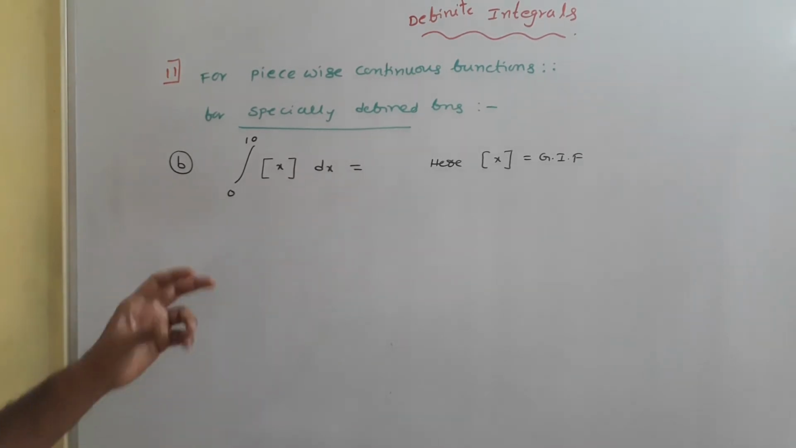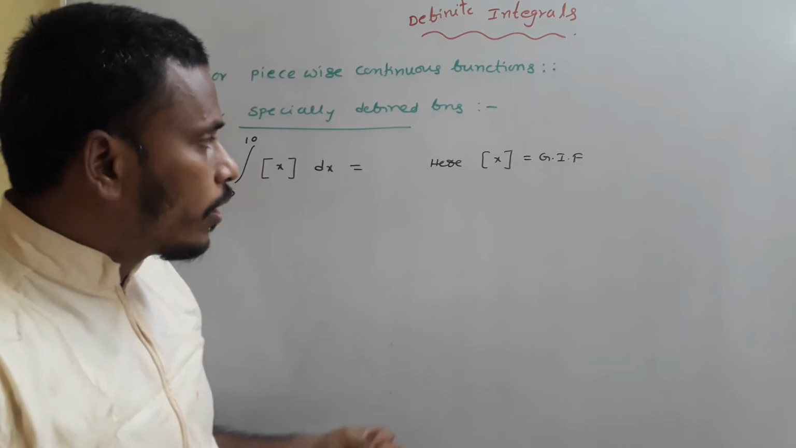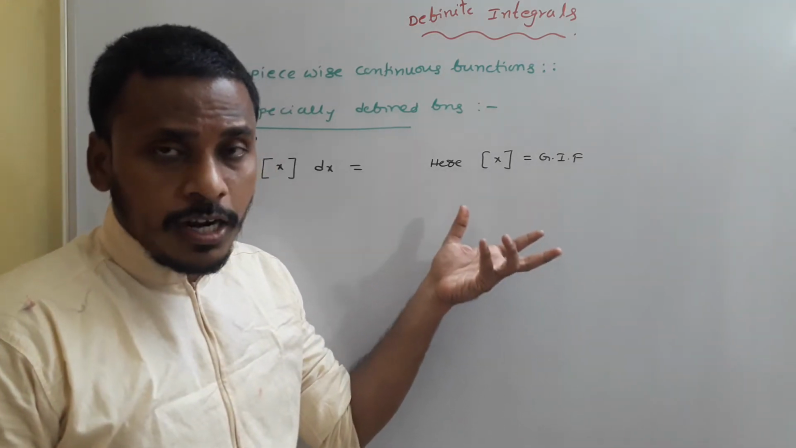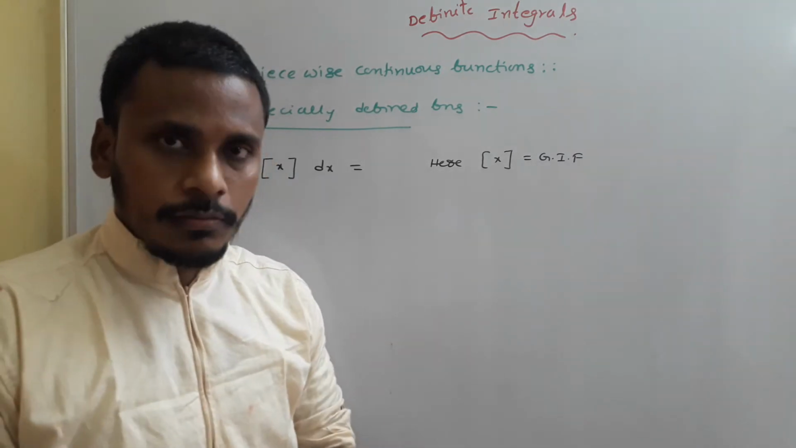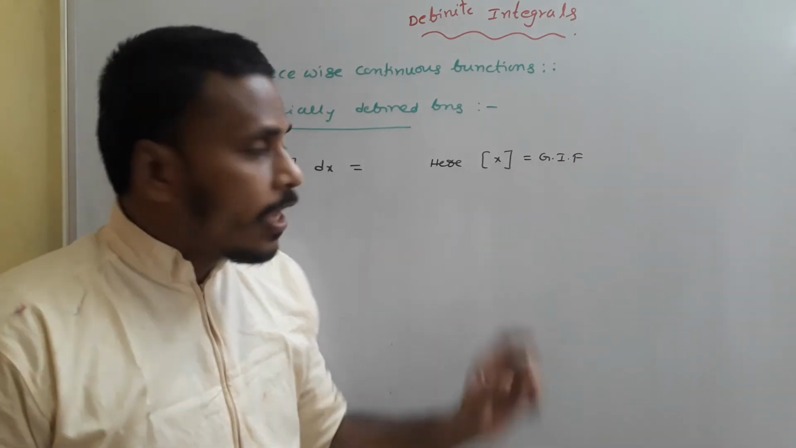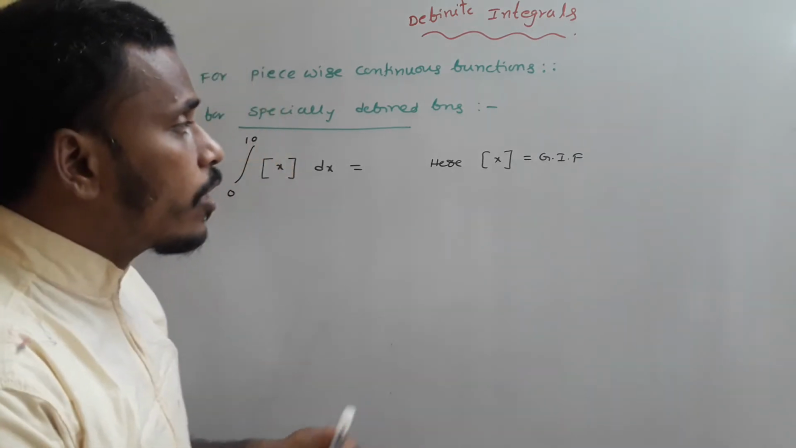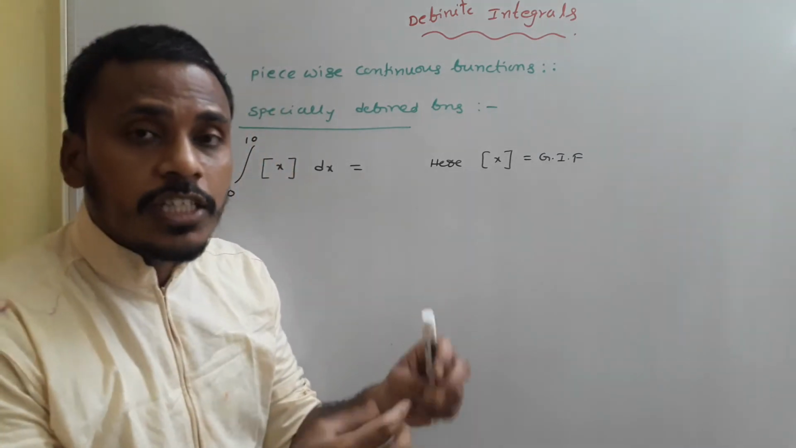So integral 0 to 10 step x dx, where step x is the greatest integer function. We know that step x changes at every integer. If x is between 1 and 2, step x value is 1. If x is between 2 and 3, step x value is 2. That means step x value is different as x changes from integer to integer.